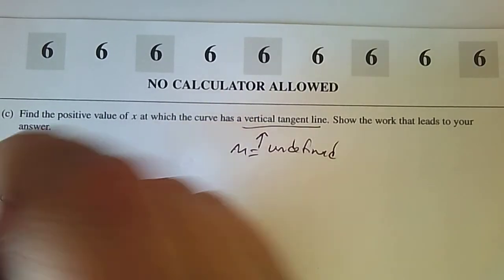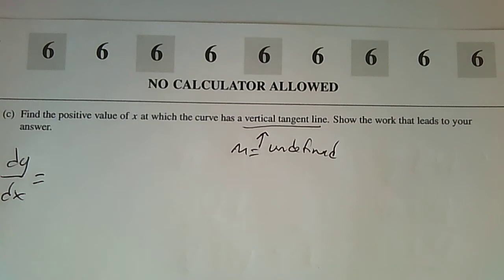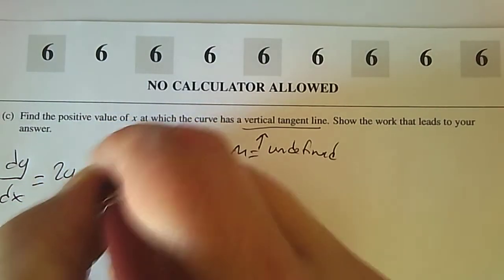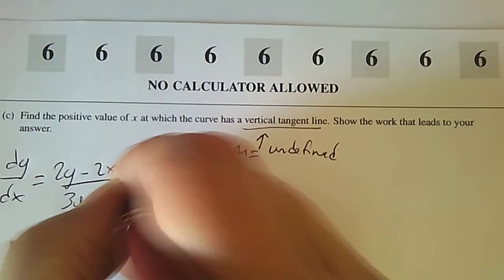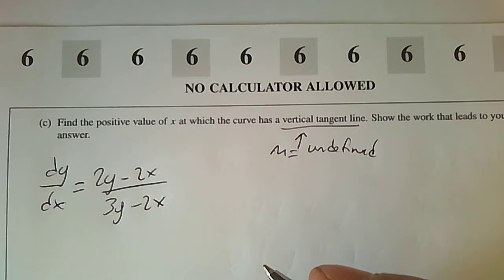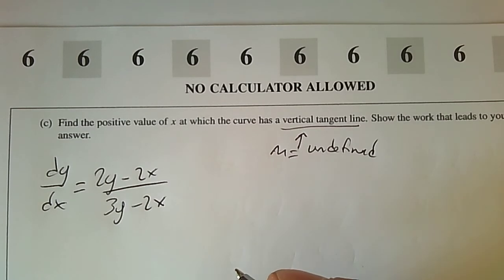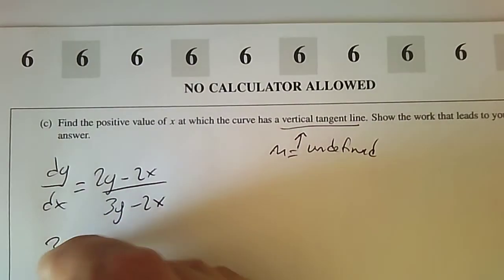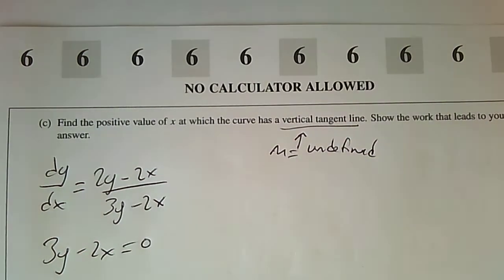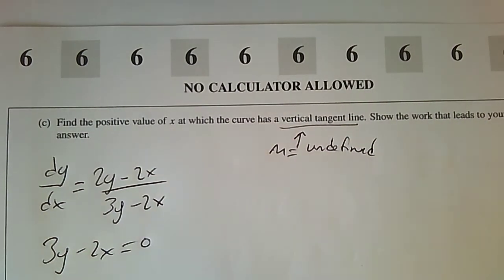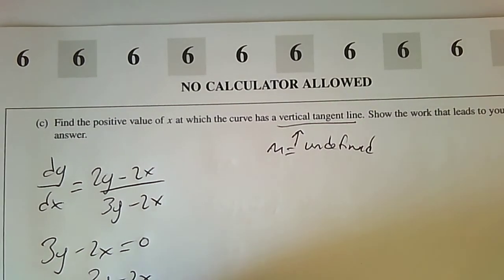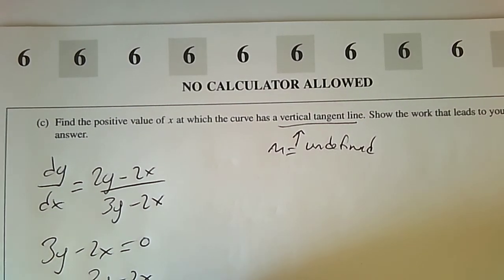and the slope again was 2y minus 2x over 3y minus 2x. And where is that undefined? It's taking the denominator and making it equal to 0. So if we take the denominator and make it equal to 0, then if you get y by itself, we're going to add 2x and then divide. So you get y equals 2/3 x.